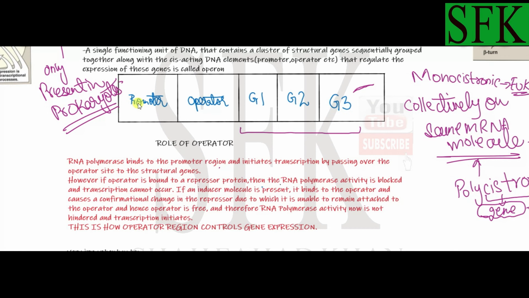If we look at this diagram over here, the RNA polymerase will come and bind at this promoter region. After binding, it will pass over the operator and then will go all the way over these genes, transcribing each of them, forming a single polycistronic mRNA molecule.